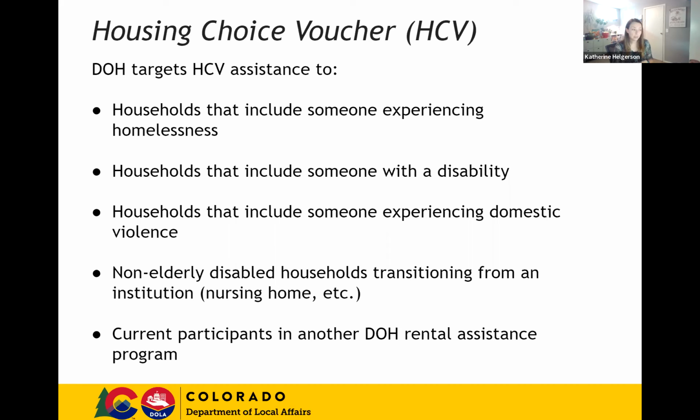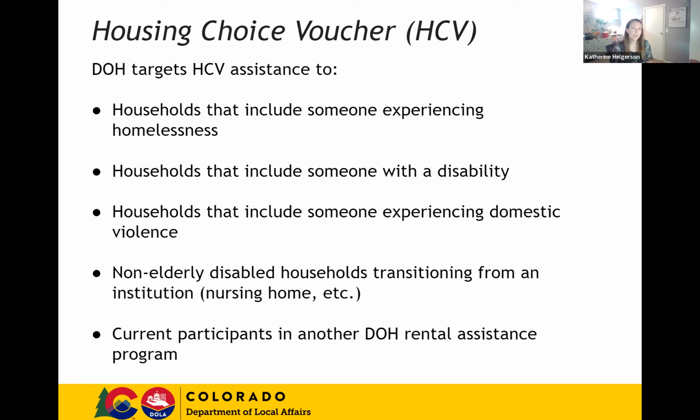non-elderly disabled households, that's anybody who has a member in the household who is a person with a disability and they have not yet reached their 62nd birthday, who are transitioning from an institution such as a nursing home, a group home, or some sort of other institutional living situation that is not criminal justice or a correctional facility.